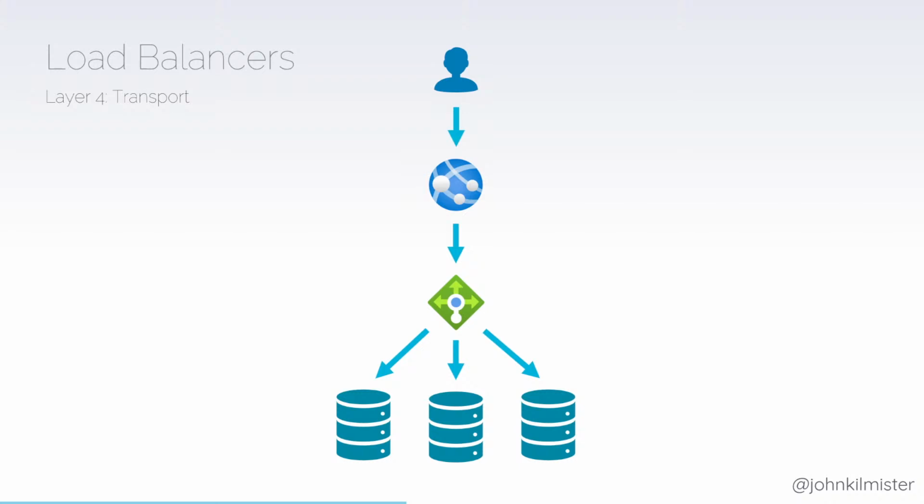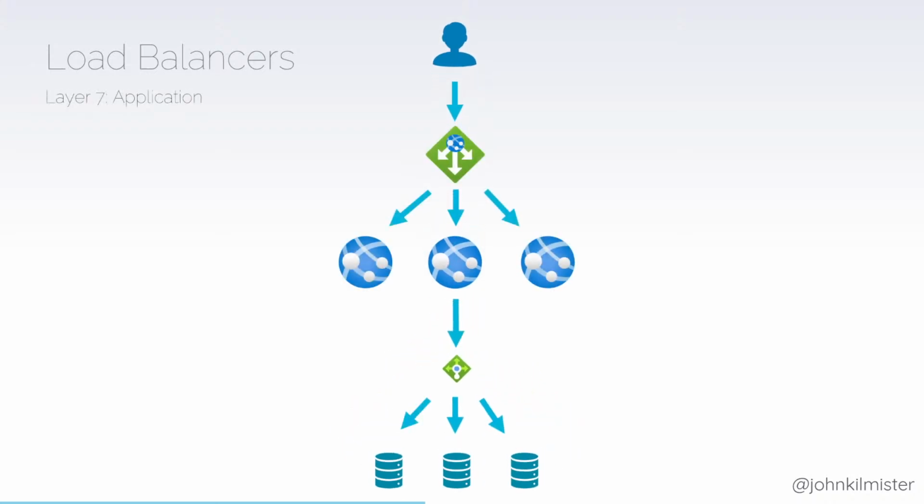Now, these types of load balancers can only really route in modes such as round robin, so going to each server in turn, or lowest usage. What they can't do is make any decisions about routing based on the data. They're only interested in the individual packets.